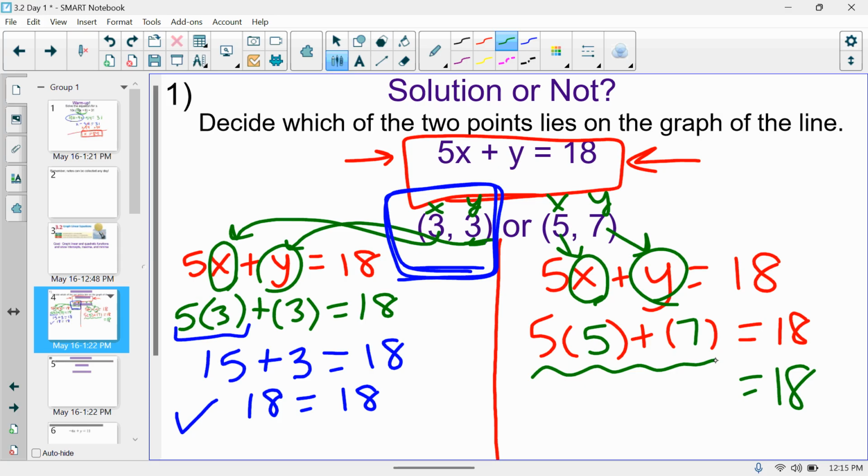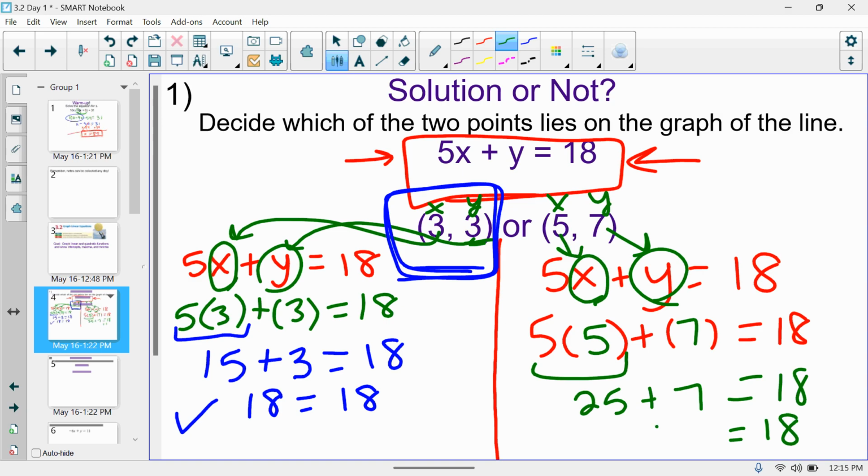Give me a thumbs up if it equals 18 and a thumbs down if it doesn't. Let me see everybody vote for me. Yeah, we should be thumbs down because 5 times 5 is 25, and 25 plus 7 is not 18, it's 32. So we would want to say if it's not equal like that, guys, put your pencils down for a second, because again, I want you to really understand what that means.